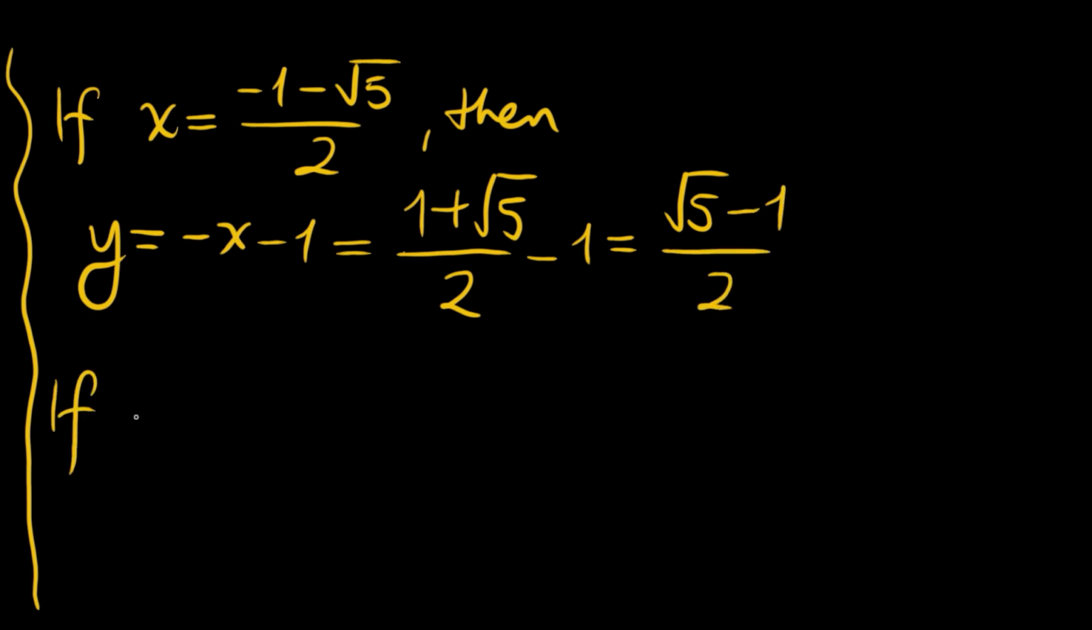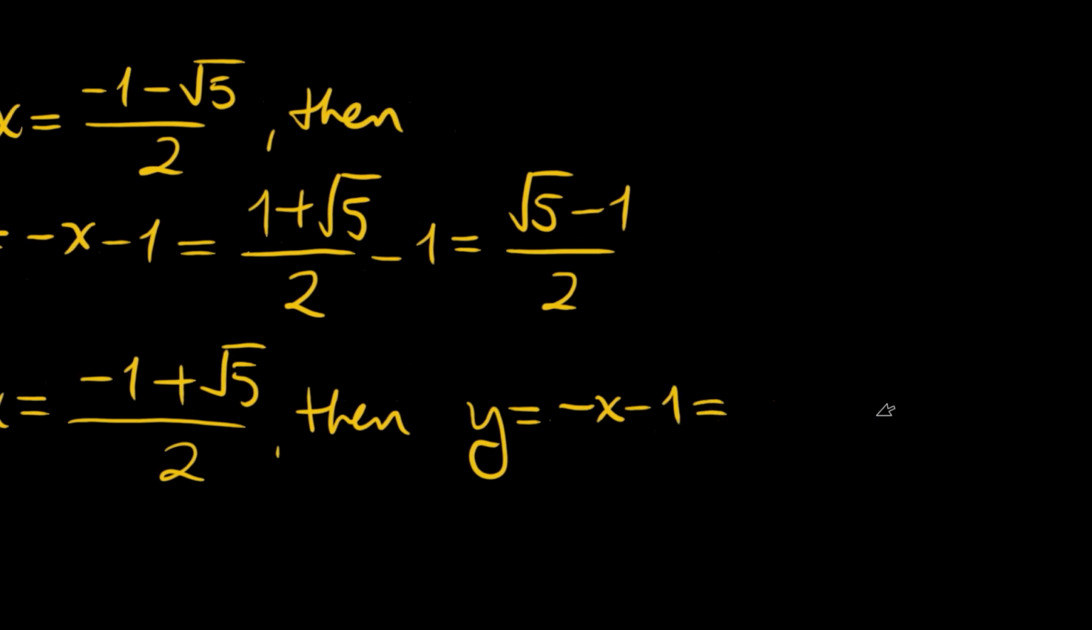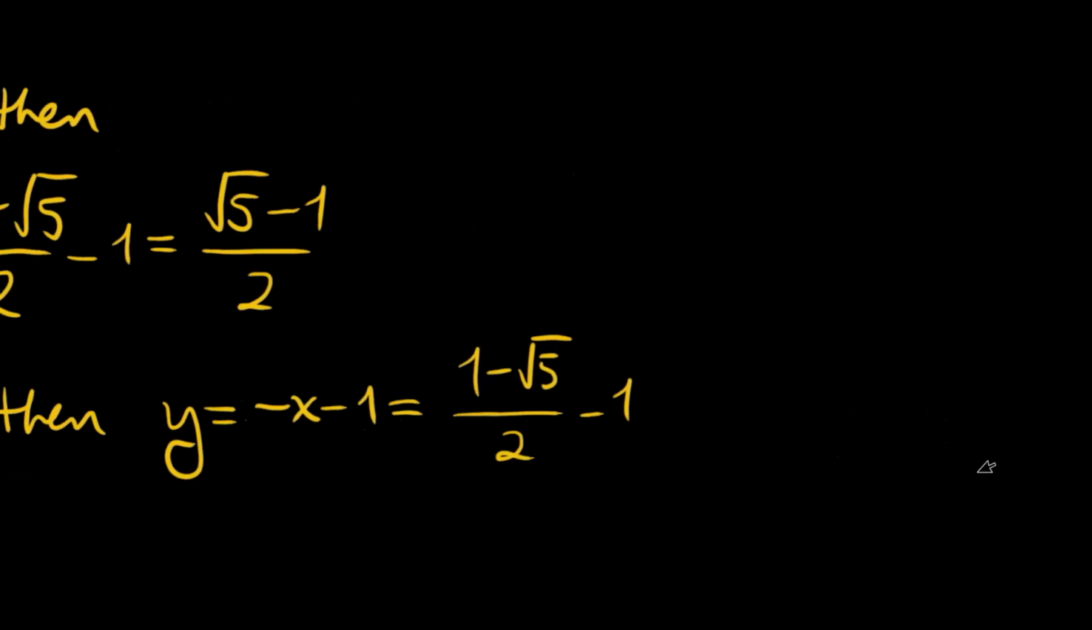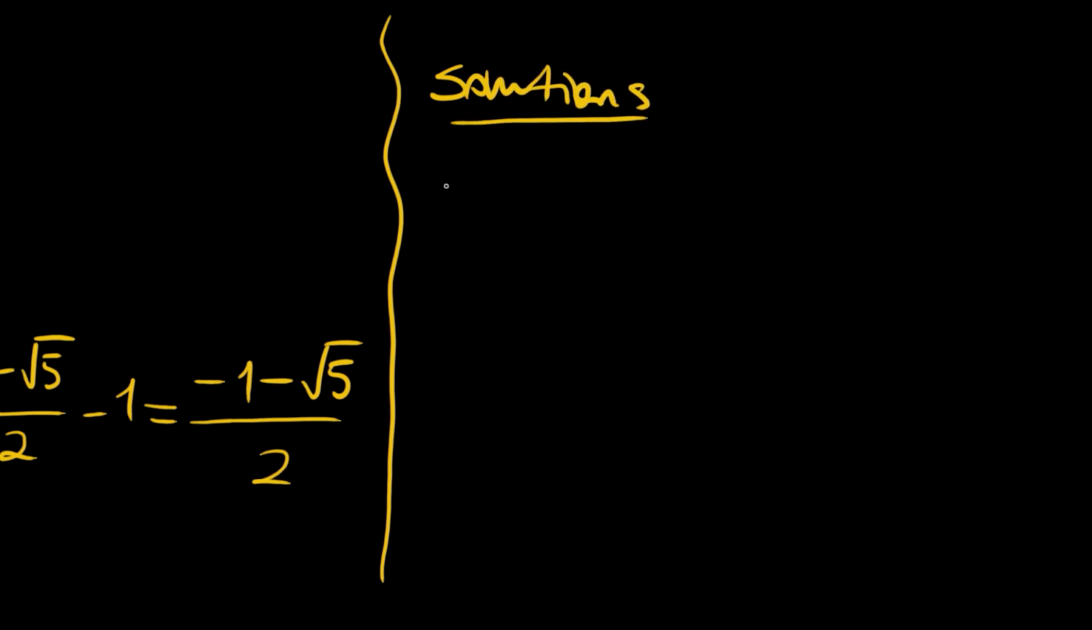And if x is equal to negative 1 plus the square root of 5, divided by 2, then we will have y equal to negative x minus 1. So the negative x here, 1 minus the square root of 5 divided by 2, minus 1, and this is negative 1 minus the square root of 5 divided by 2. So many radicals actually. So in this case, we have the solutions.